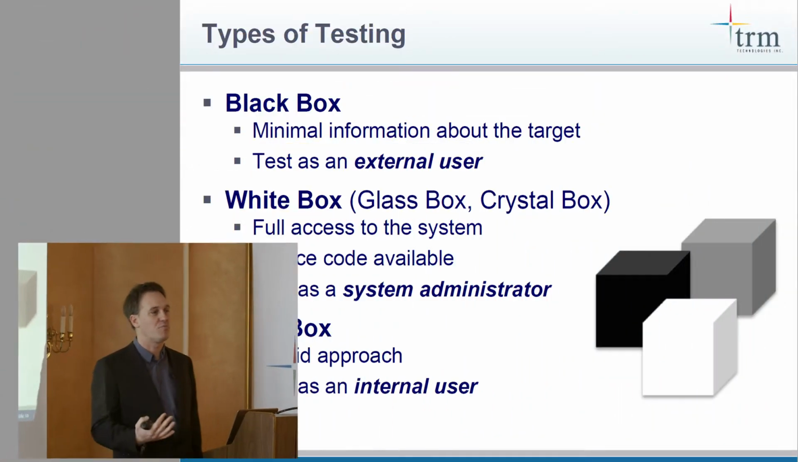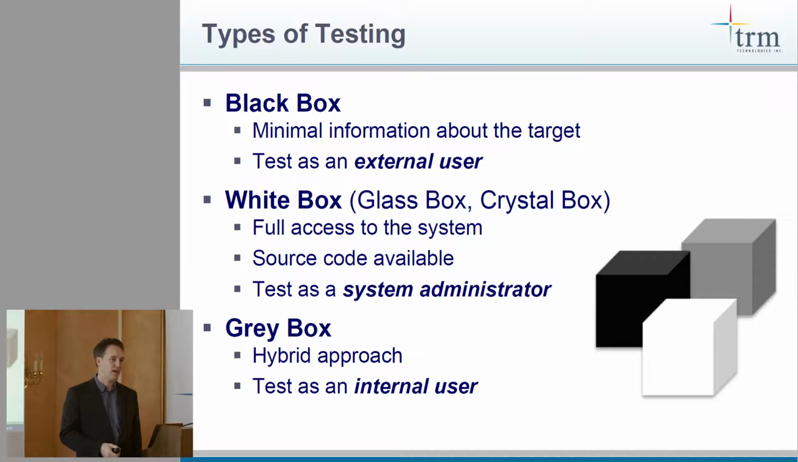So let's talk about the types of testing we can do. The first one I would like to talk about is black box testing. We'll see in a minute what a VA is and what a pen test is, but both can be black box, gray box, or white box. Black box testing is when you have close to no information about the systems you're going to attack.